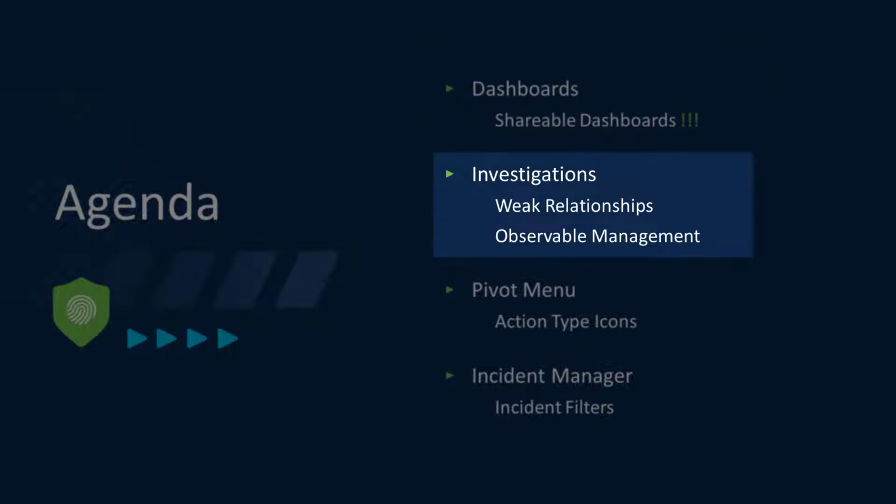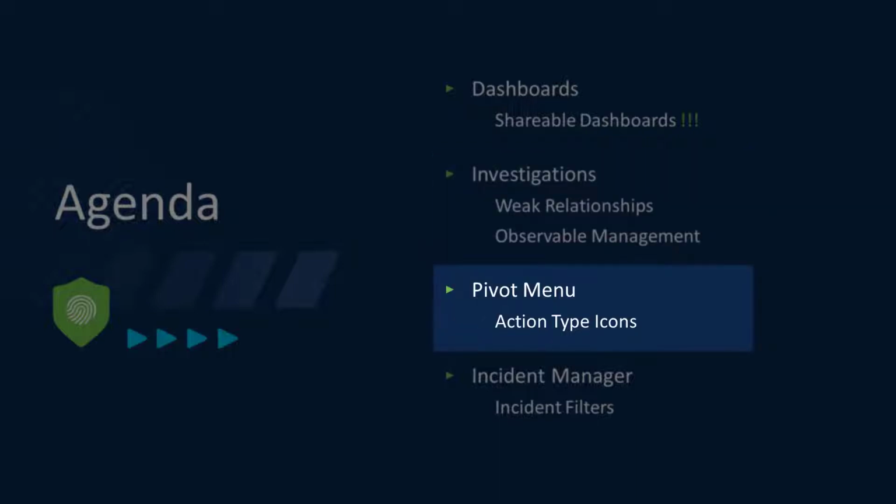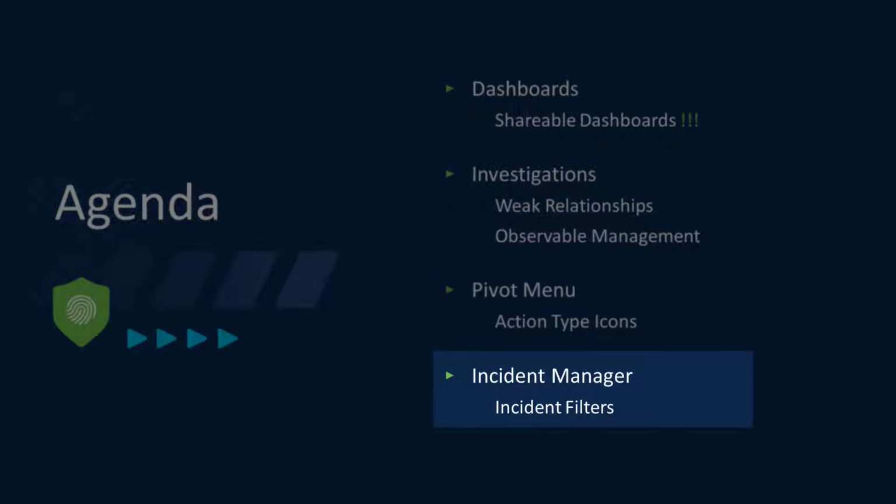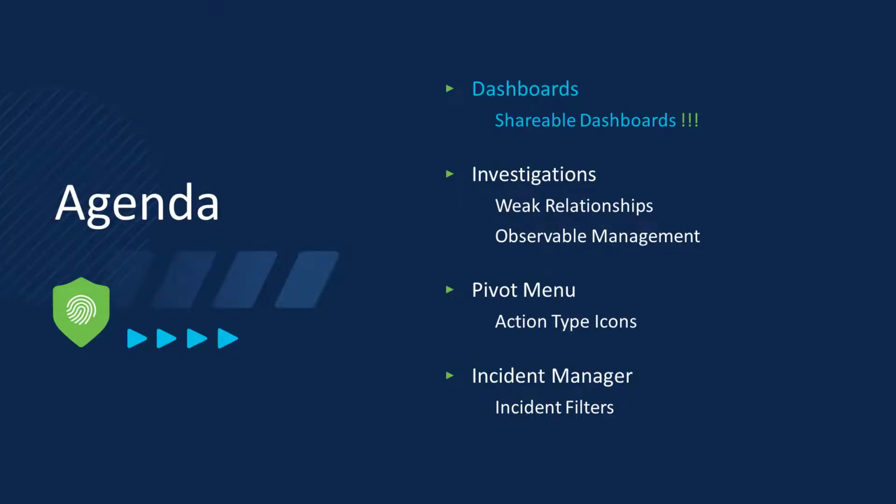We've also got some new items in the investigations toolkit in threat response. We've got weak relationships, which sounds bad, but is not. And we've got observable management, which is not the fact that the management can be observed, but is new ways of managing the observables that are in your investigation. In the pivot menu, we've got some new icons that show you what kind of action it is that you're currently looking at in that menu. And in the incident manager, we've got some exciting new tools to help you filter what may, in a large organization, be a large number of incidents. So without further ado, let's get into it and have a look at those shared dashboards.